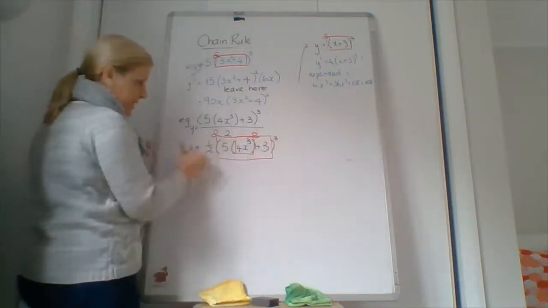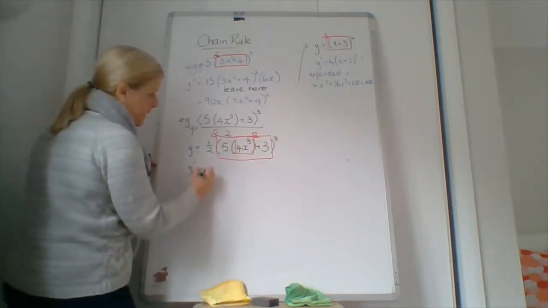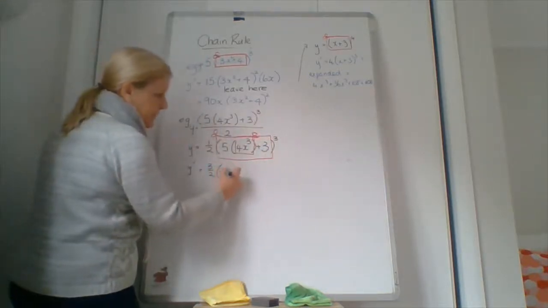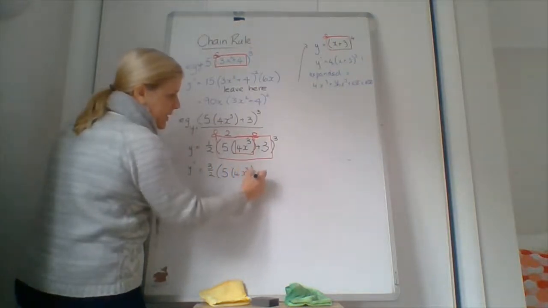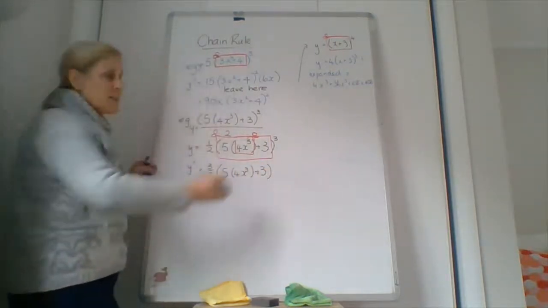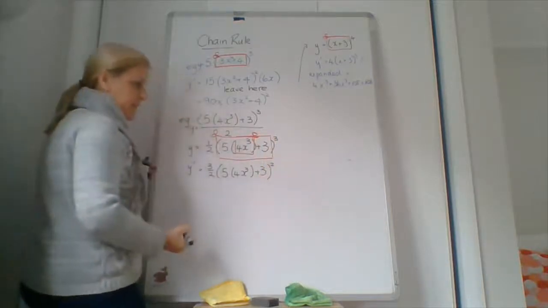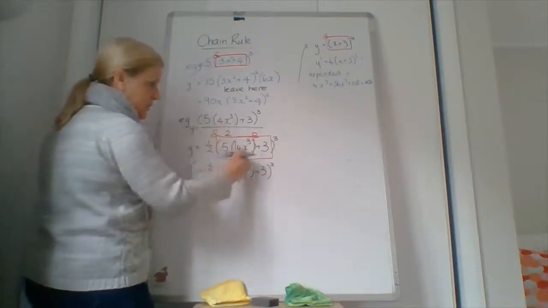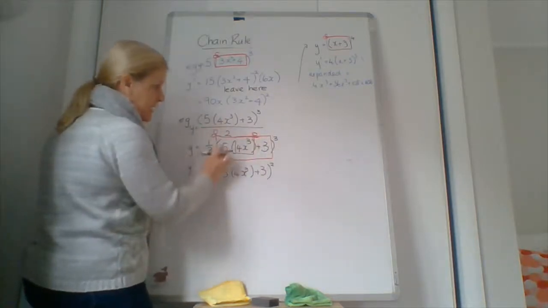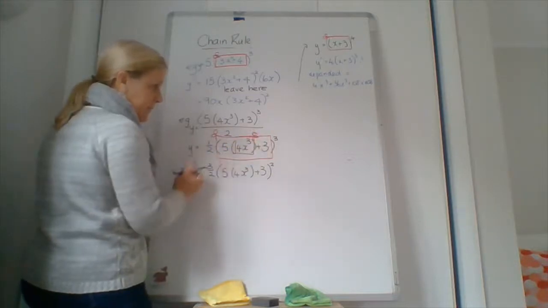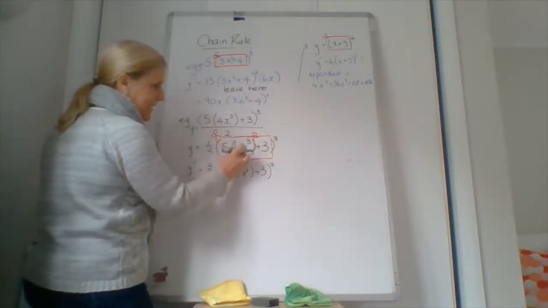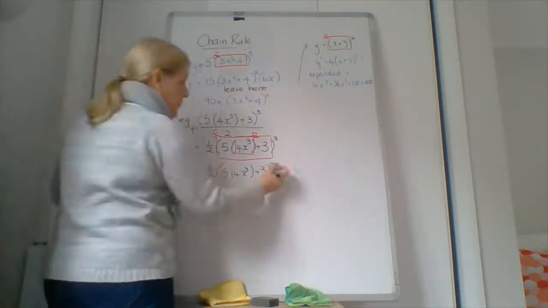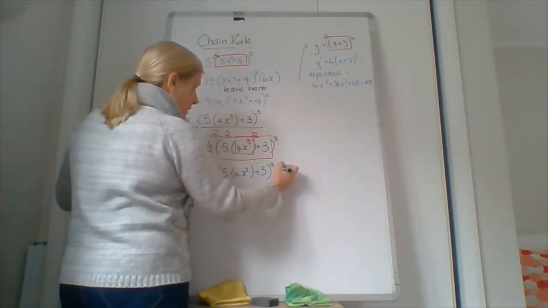So 3 times a half, 3 over 2. What's in the big present? 5, 4x cubed plus 3. And decrease the power by 1, 2. Now we go into the big present. So what does the big present differentiate to? The 3 drops off. The 5 hasn't got a power, right? So we've got like 5x here. So what is that going to go to? Right, 5 is just 5.